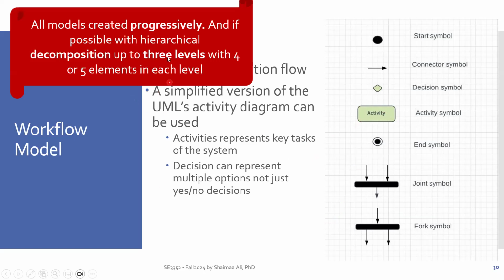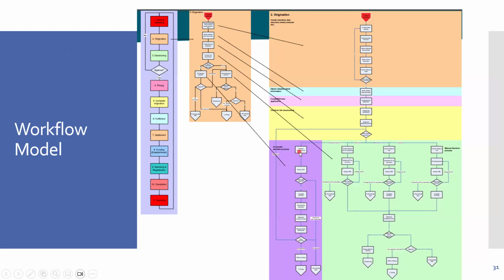Now again, the general rule, we create the models progressively and in a hierarchical decomposition up to 3 levels with 4 or 5 elements in each level. So an example of that, so these are the high level activities and the sequence between them. Now we take one, so this is level 1. We take one of them and break it down. Now you can put them together like this, or you can split them into different documents. So here, this is an example of splitting the levels into separate documents or separate diagrams.